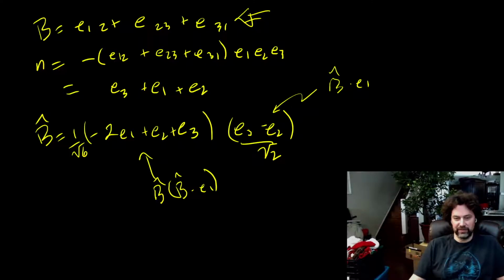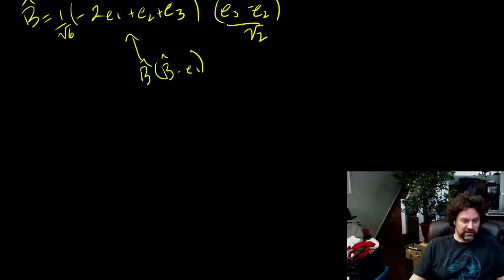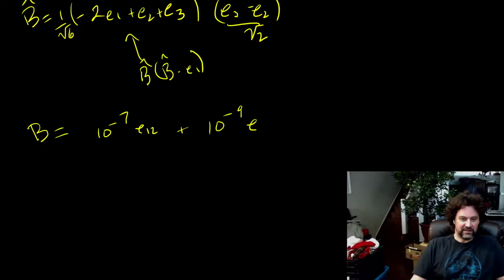Now we can do the same thing if we project e2 or e3 onto B. The only place we really need to be careful is if we want to pick, let's say we had B equals 10 to the minus 7 e12 plus 10 to the minus 9 e23 plus 10 to the 8 e31. So something like this, you wouldn't want to be arbitrary and pick.